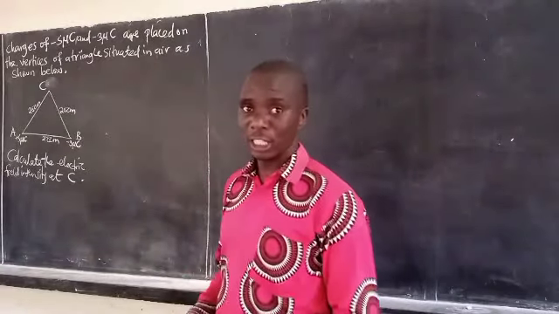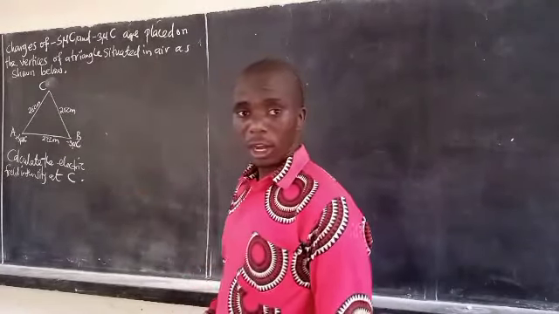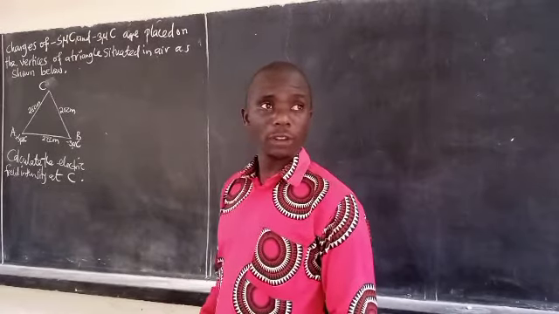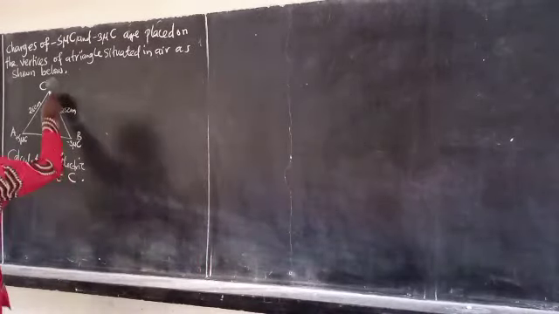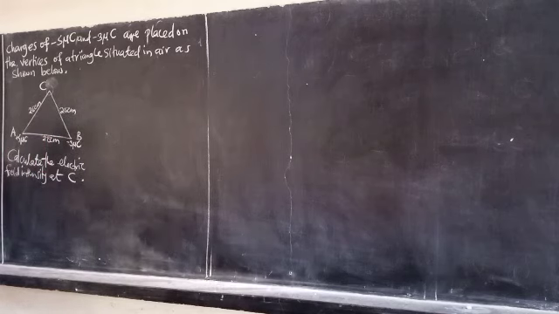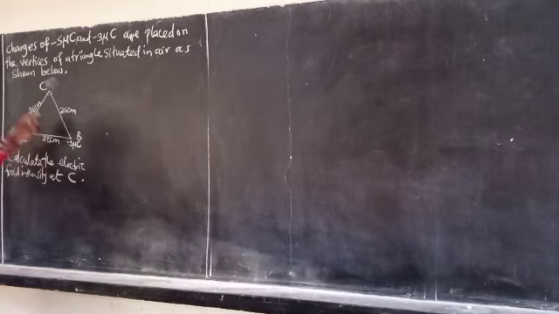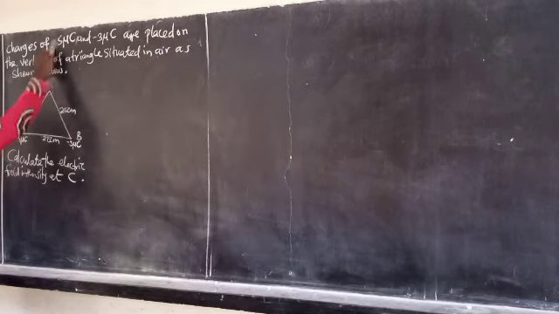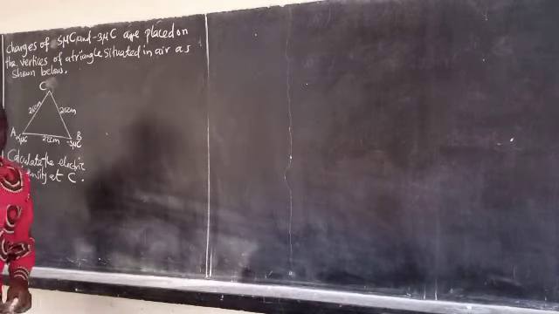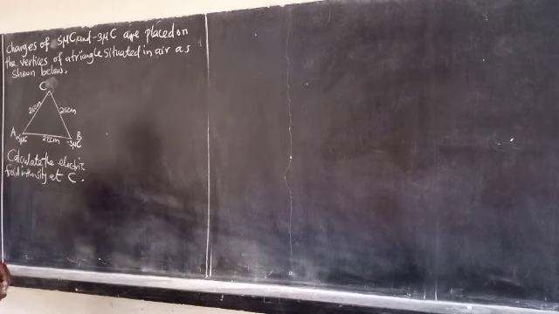Electric field intensity, as we move on, and calculate the electric field intensity at a point C, when you have charges of plus 5 microcoulombs and minus 3 microcoulombs at those places. In other words, the question is saying that charges of plus 5 microcoulombs and minus 3 microcoulombs are placed on the vertices of a triangle situated in the air, as shown.